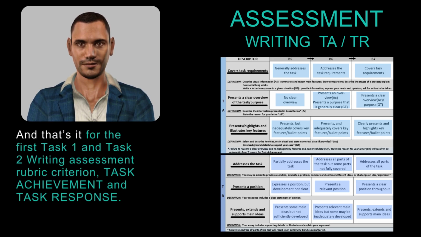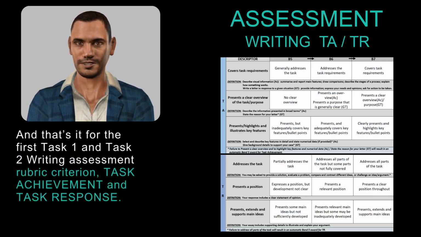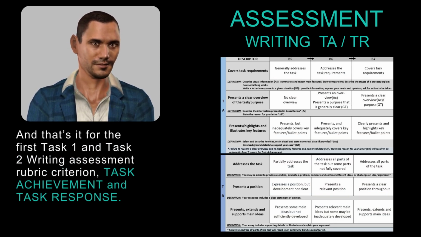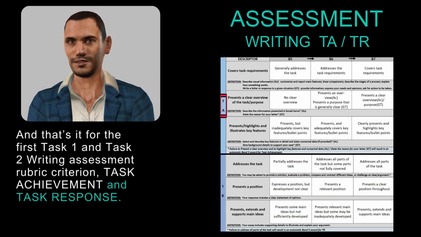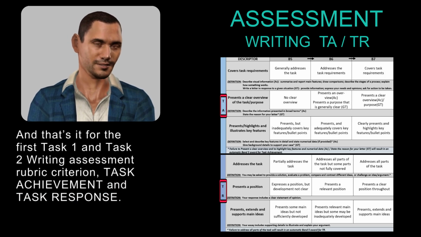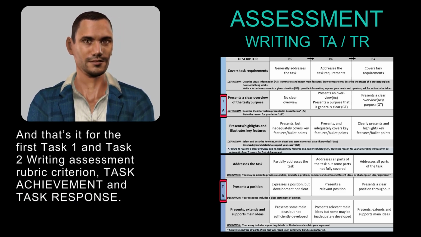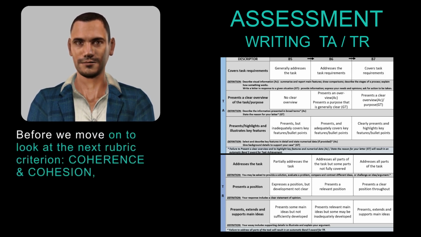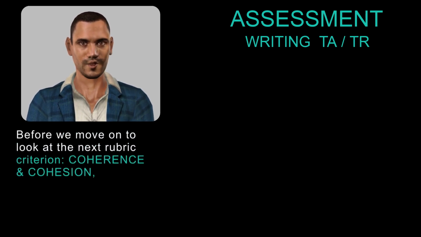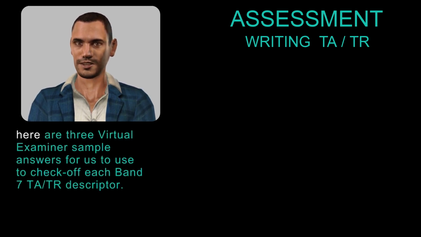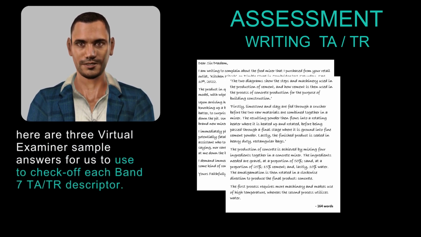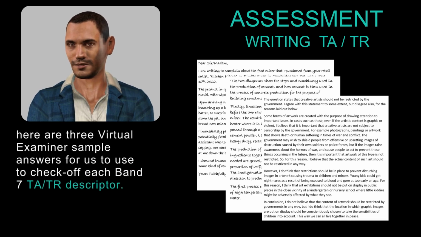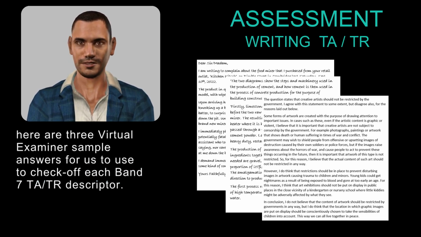And that's it for the first task 1 and task 2 writing assessment rubric criterion, task achievement and task response. Before we move on to look at the next rubric criterion, coherence and cohesion, here are 3 virtual examiner sample answers for us to use to check off each Band 7 TATR descriptor.